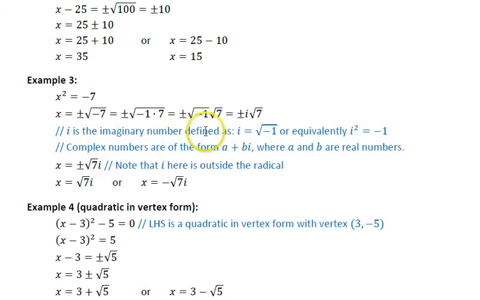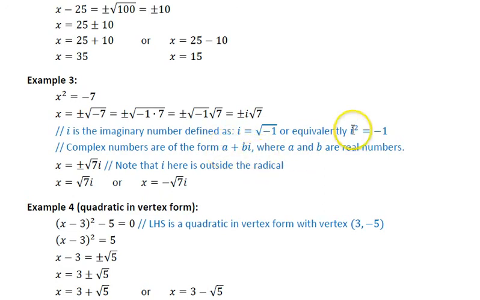i is the imaginary number defined as i equals the square root of negative 1, or equivalently, i squared is equal to negative 1. Imaginary or complex numbers are not real numbers. Every real number is a complex number because complex numbers are of the form a plus b times i, where a and b are real numbers. If b is 0, we get the real numbers.